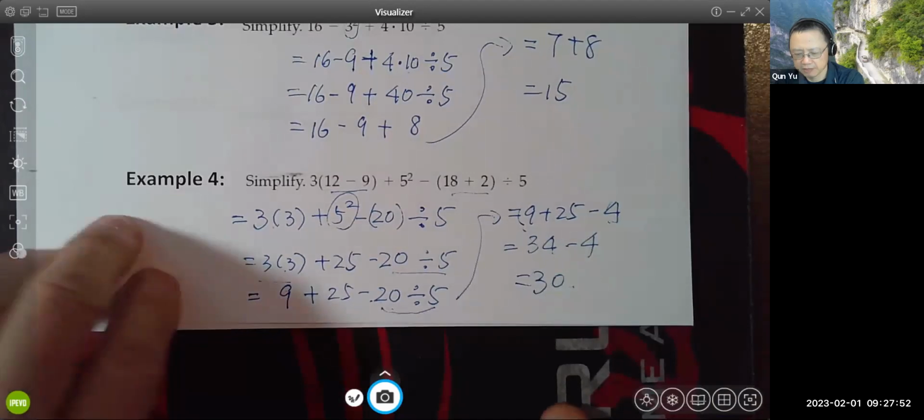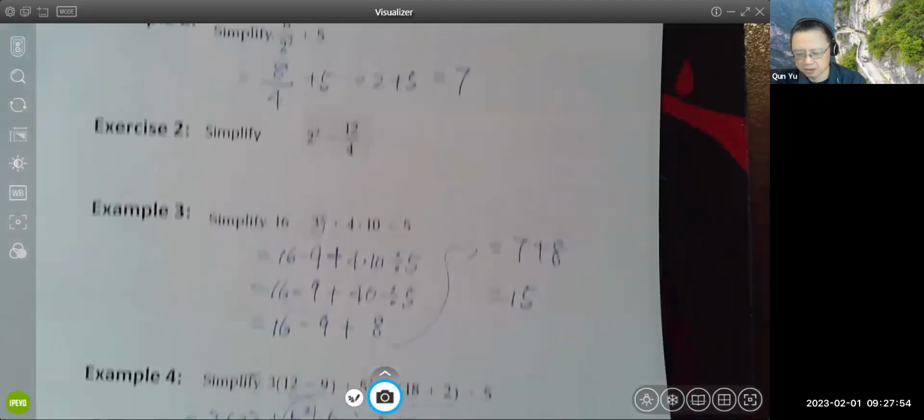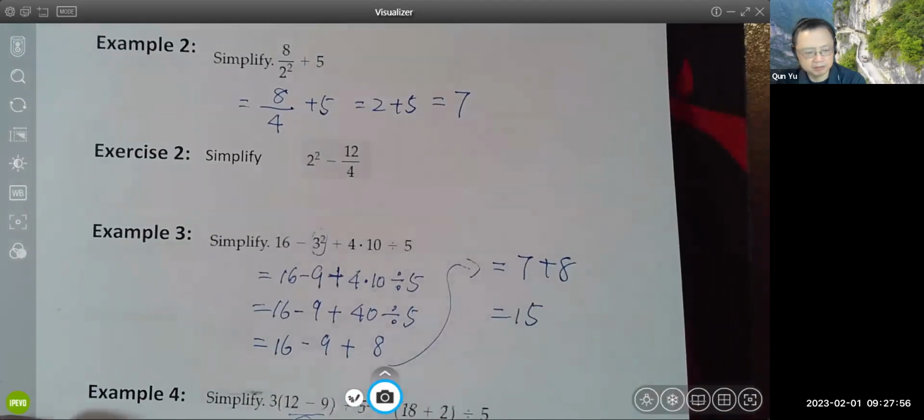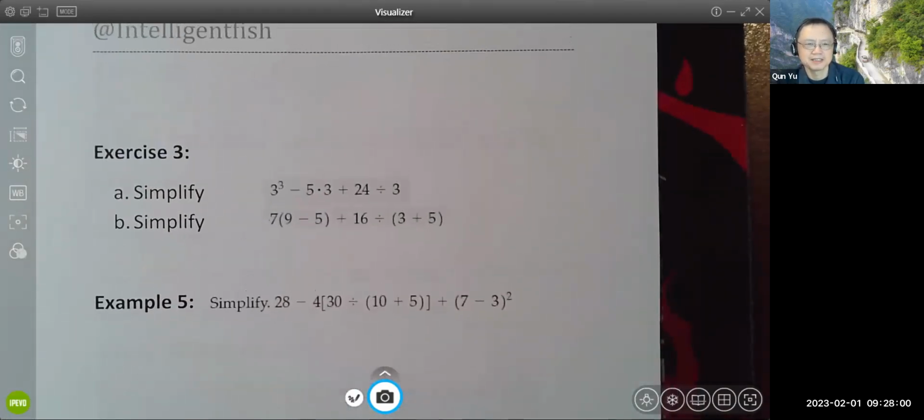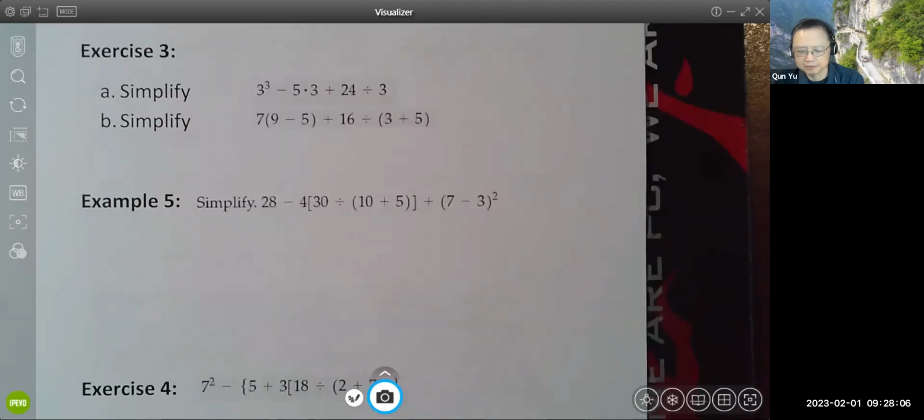Let's see what we have on the next page. Maybe you have an exercise problem. Yeah, you have one. Yeah, you have two actually. Now example 5. I have more.